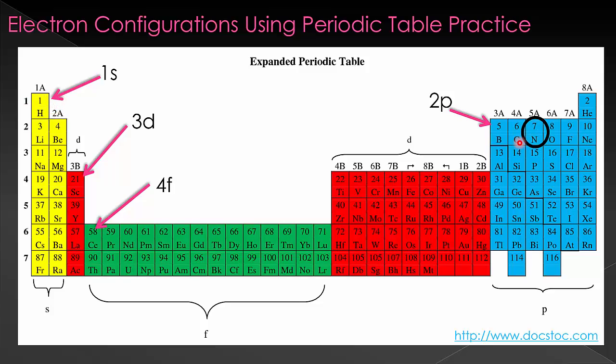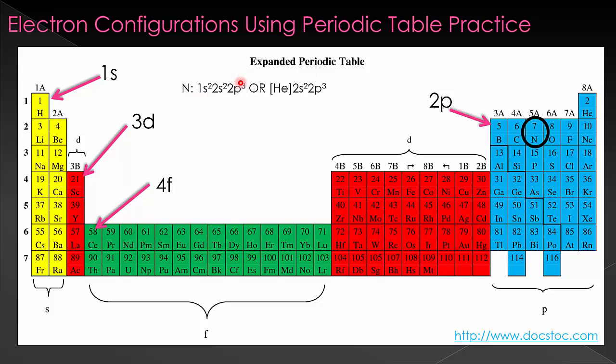So we need to count our way over to nitrogen. We'll start with the 1s. We're not to nitrogen yet, so it's 1s1, 1s2. So 1s2 is filled. We come down here: 2s1, 2, so 2s2 is filled. Now we come all the way over here to p, and we have 2p, 1, 2, 3. So let's write this out, and then we'll do it again.